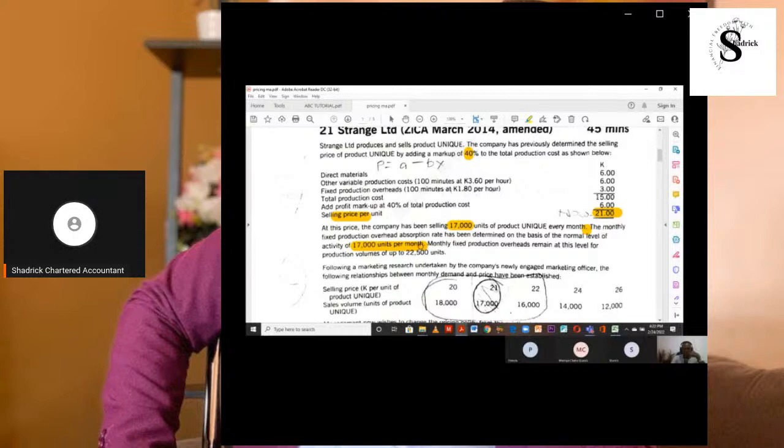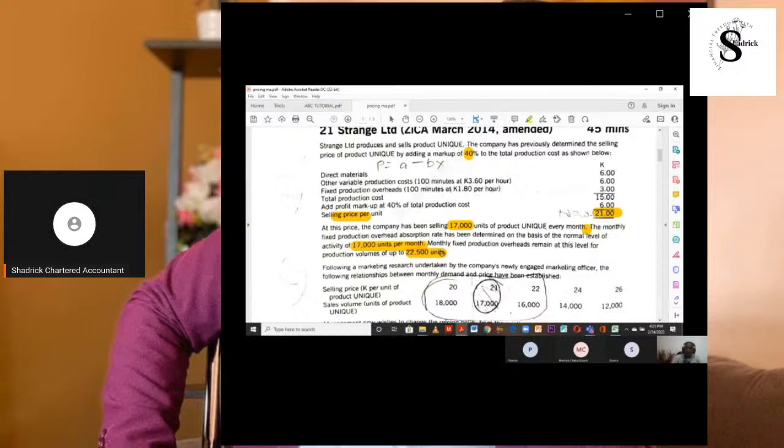So what we have here is monthly fixed production overheads remain at this level of production for production volumes of how much? Over 22,500 units. So the examiner tells you something also very important. He says, I want you to remember that fixed cost should not change between 17,000 units and 25,000 units. So starting from 17,000 units all the way to 22,500, the fixed costs remain the same. They can only change when you produce more than 22,500.